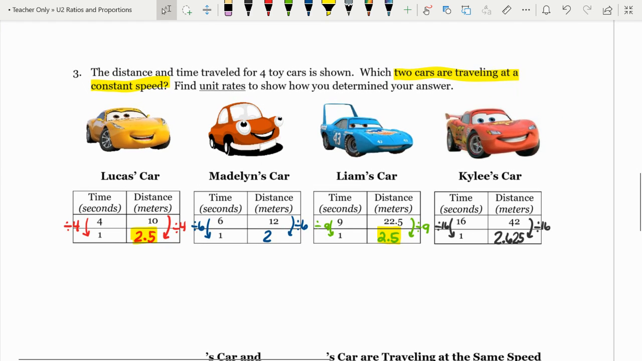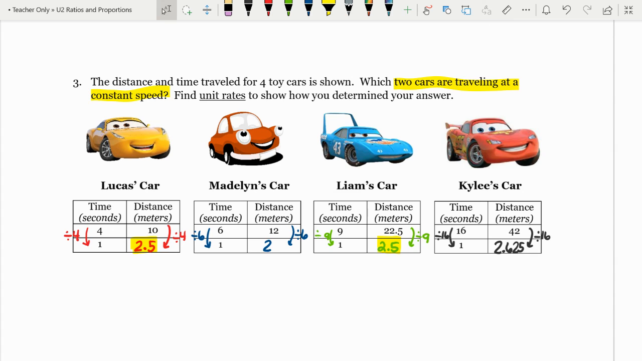So hopefully this example helped you see how unit rates can be applied, and why it's a nice shortcut and helps us compare different ratios.